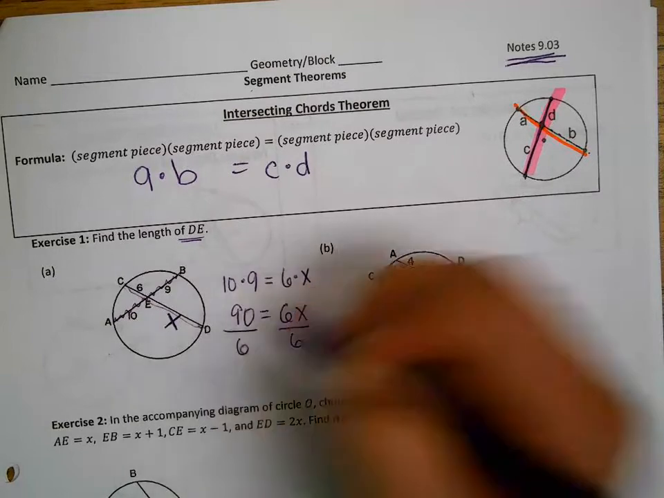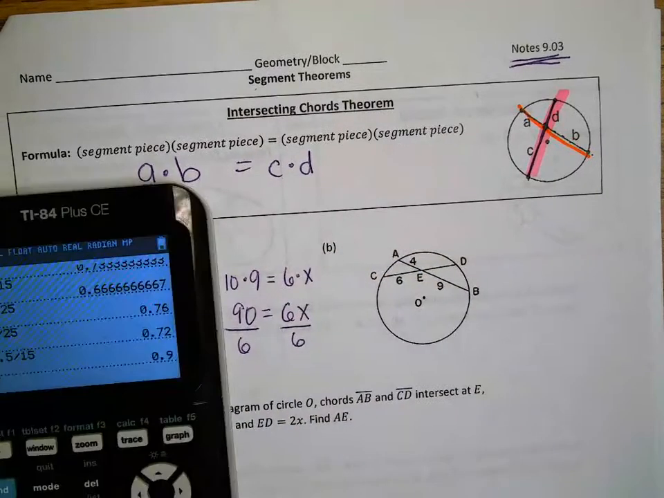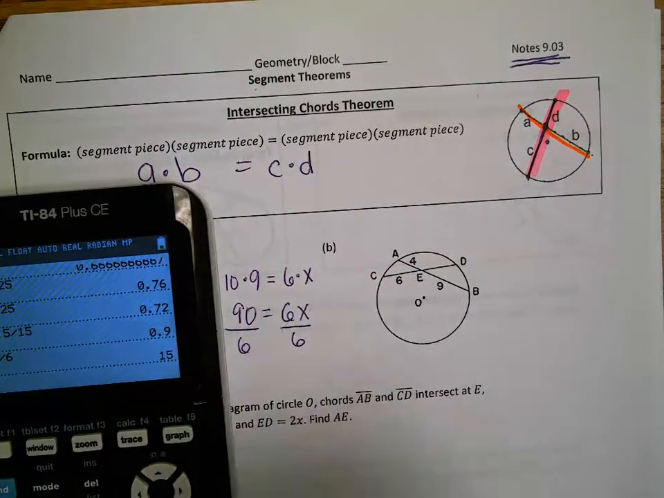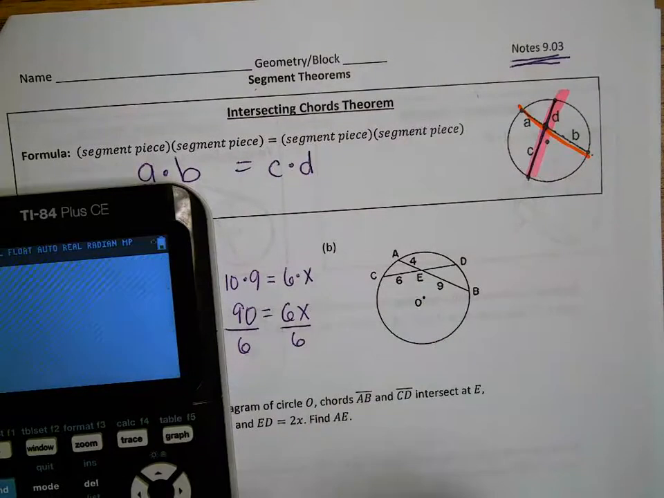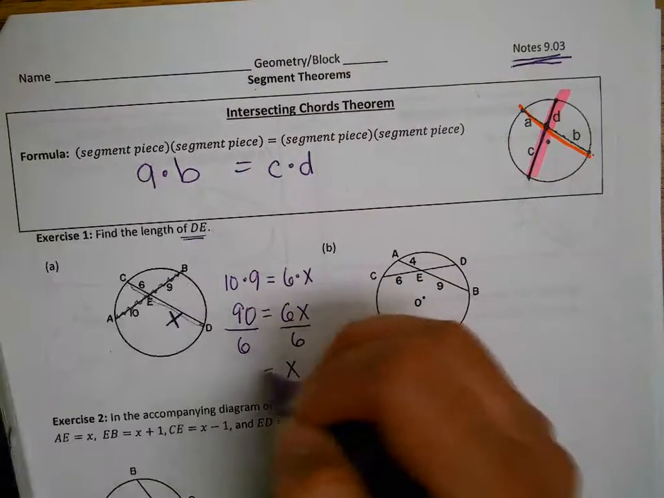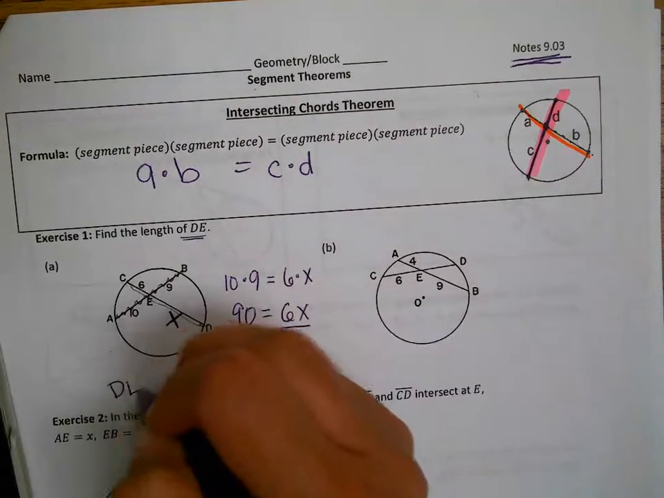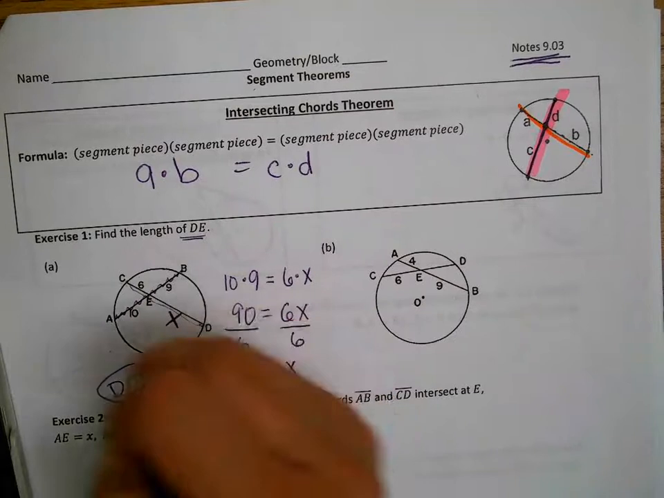Divide both sides by 6. And 90 divided by 6 gives us 15. So X equals 15, or we would say DE is 15. That's a segment.